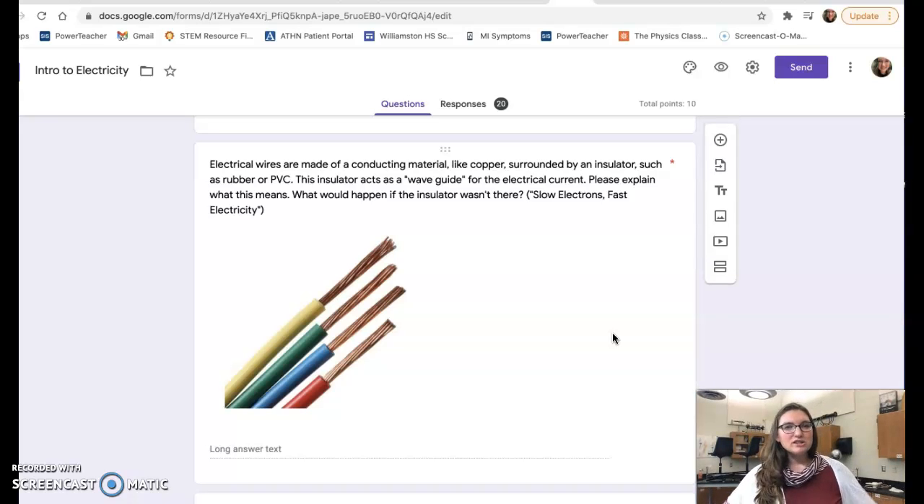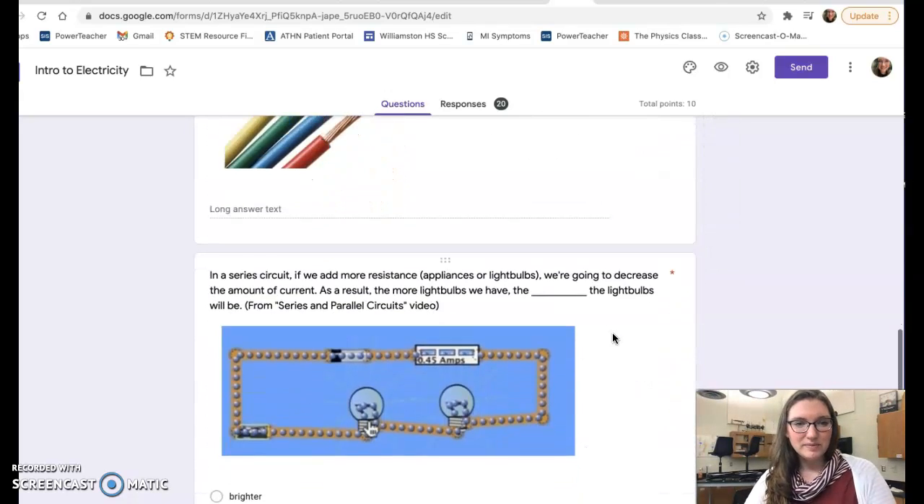Okay, so then electrical wires are made of a conducting material like copper, surrounded by an insulator such as rubber or PVC. So the insulator acts as a waveguide for electrical current. What I want you to understand here is what would happen if that insulating material was not there, right? How would that electricity move? The idea here is it's acting as a waveguide. It's carrying that electricity through the copper wire, so that insulator is keeping it focused. It's keeping it traveling in that one certain path, okay?